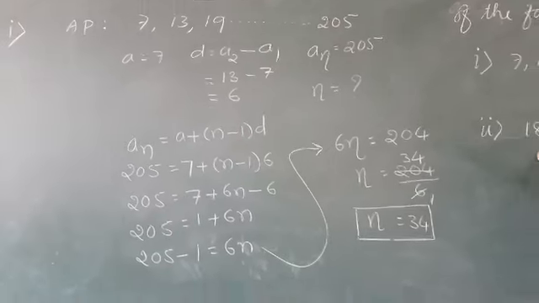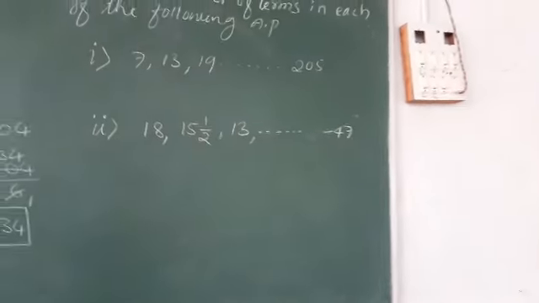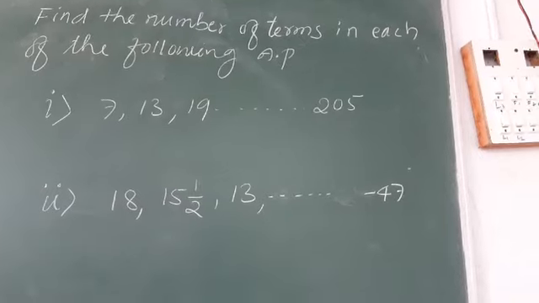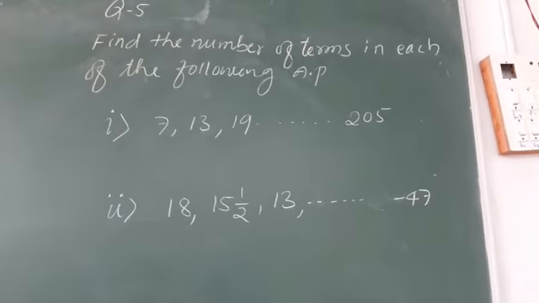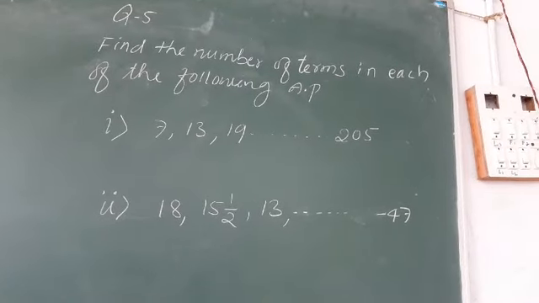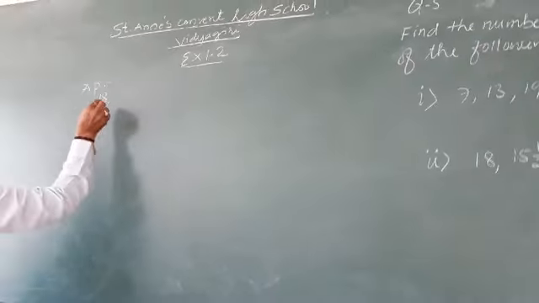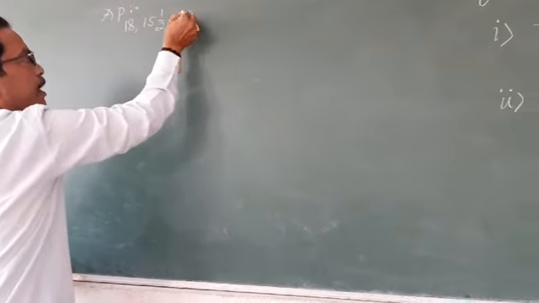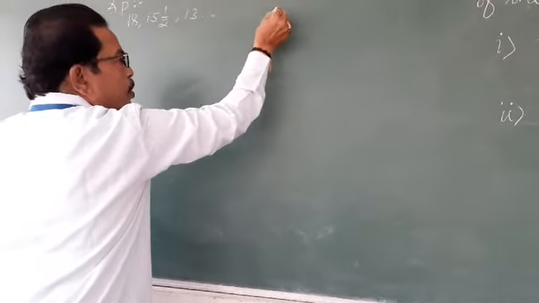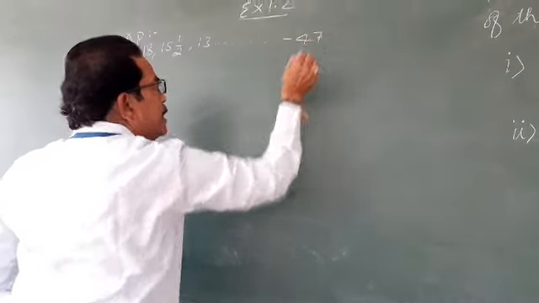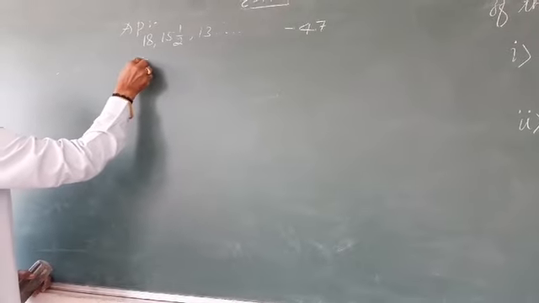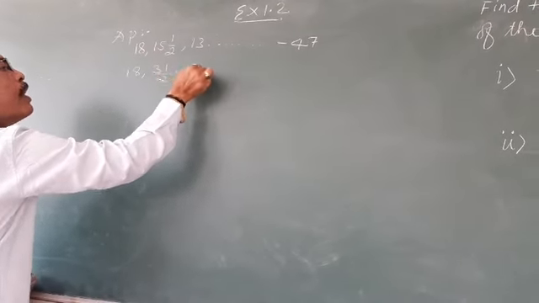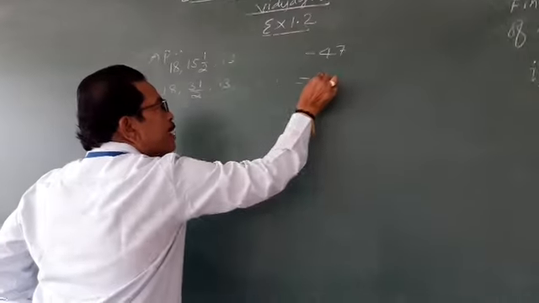Okay, let us move to the second one. AP, that is 18, 15 1/2, then 13, continuation up to minus 47. 18, 31 by 2, 13, continuation up to minus 47.